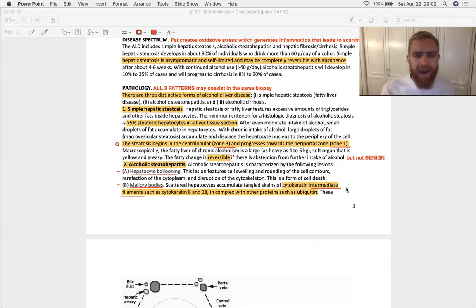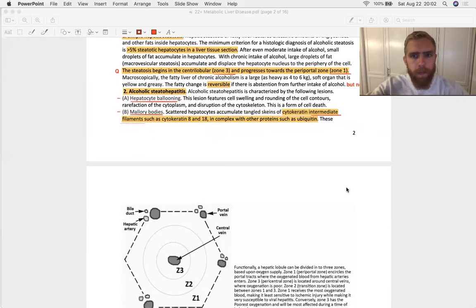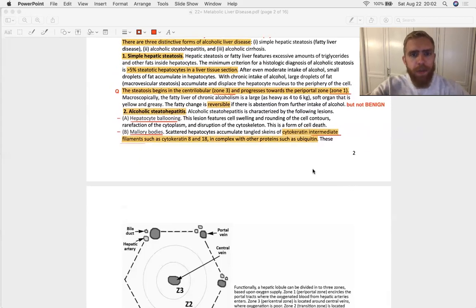Now, the fatty change will begin around zone 3, around the central vein. I think that's important. Anytime you see zone 1 or zone 3, put it in your memory bank because potential test question right there. The fatty change is going to begin in zone 3, and I believe that's due to 2 primary reasons. Number 1, that's the lowest oxygen content of any zone of the hepatic lobule.